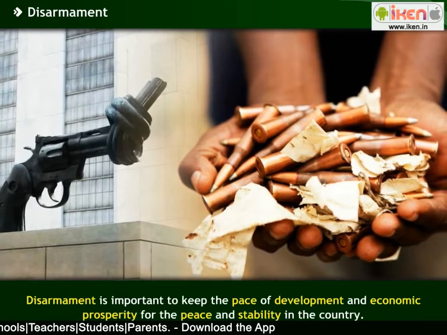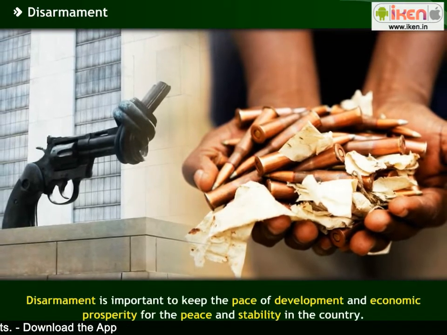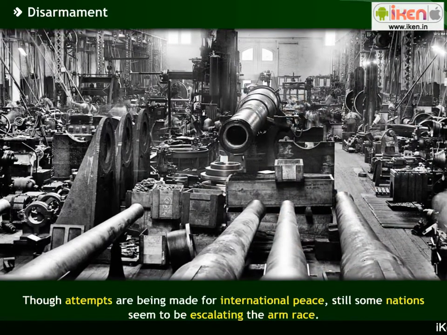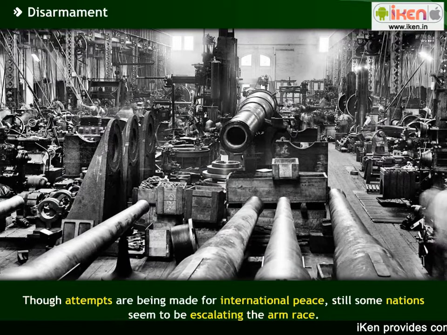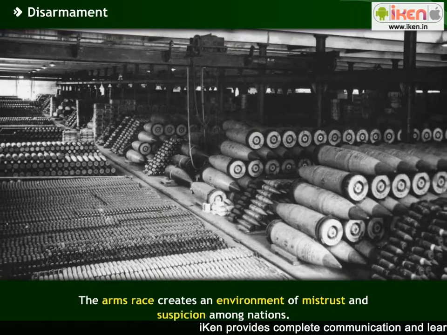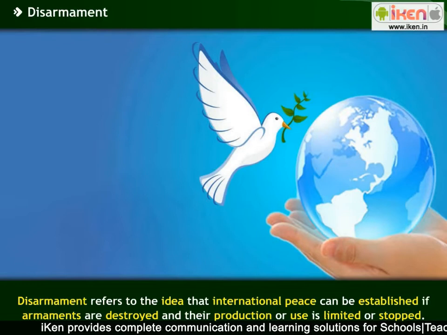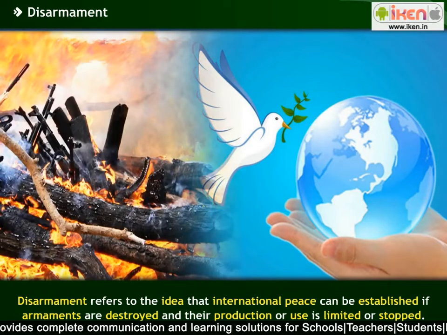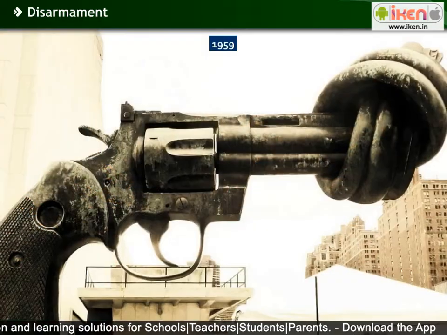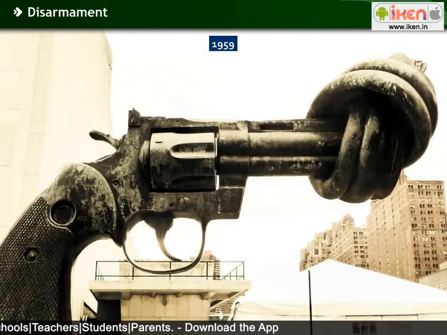Disarmament is important to keep the pace of development and economic prosperity for the peace and stability in the country. Though attempts are being made for international peace, still some nations seem to be escalating the arms race. The arms race creates an environment of mistrust and suspicion among nations. Disarmament refers to the idea that international peace can be established if armaments are destroyed and their production or use is limited or stopped. In 1959, the United Nations declared its objective as universal and comprehensive disarmament.